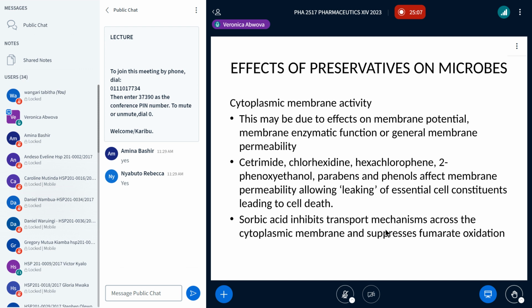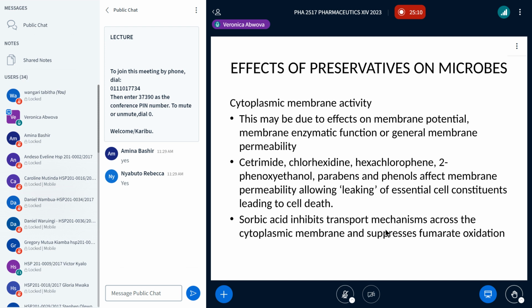Then we have sorbic acid, which will inhibit transport mechanisms across the cytoplasmic membrane and suppress fumarate oxidation. So again, remember, if you're inhibiting transport across the membrane, and there are essential items that need to go into the cell, then the cell will actually suffer. Again, we talked about oxidation. Here you are looking at generating energy. But if you hinder generation of energy, what happens? You interfere with cell functions.